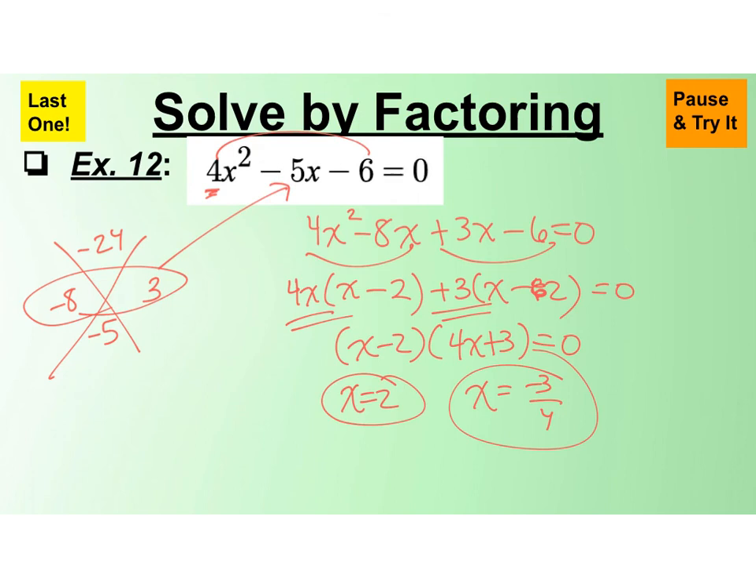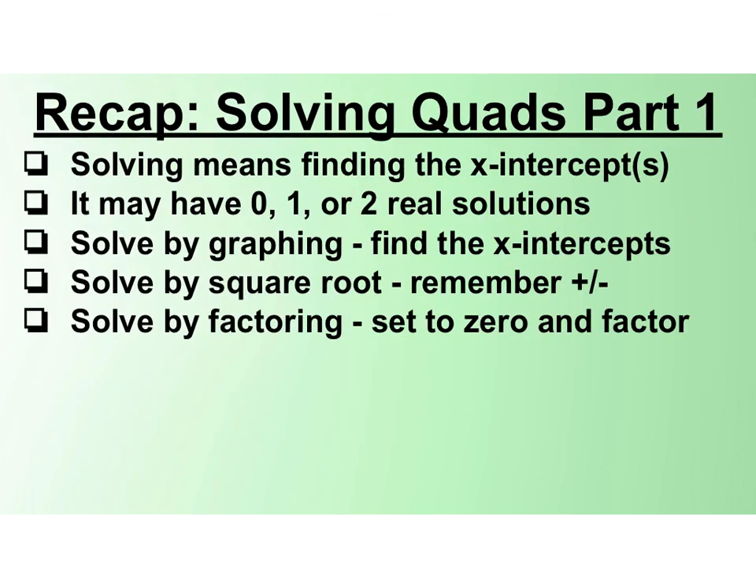How did you do? Just to recap, solving quadratics part 1: solving means you're finding the x-intercepts. It may have 0, 1, or 2 real solutions. You can solve by graphing, by finding the x-intercepts, solve by square root, remember to take the plus and minus, solve by factoring, set it to 0, and factor. Good job.